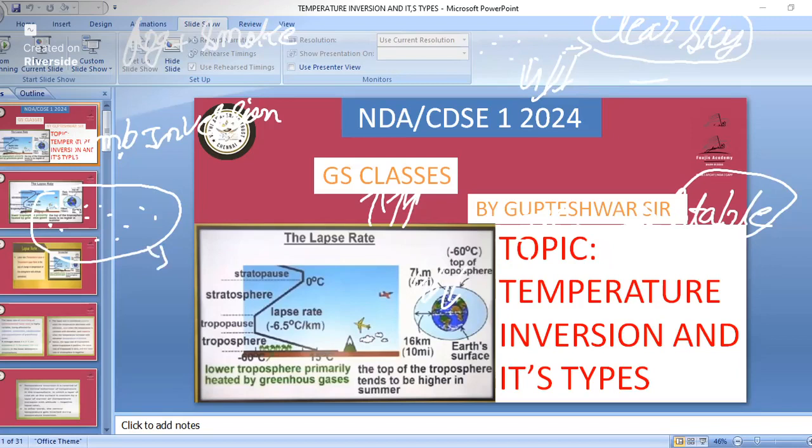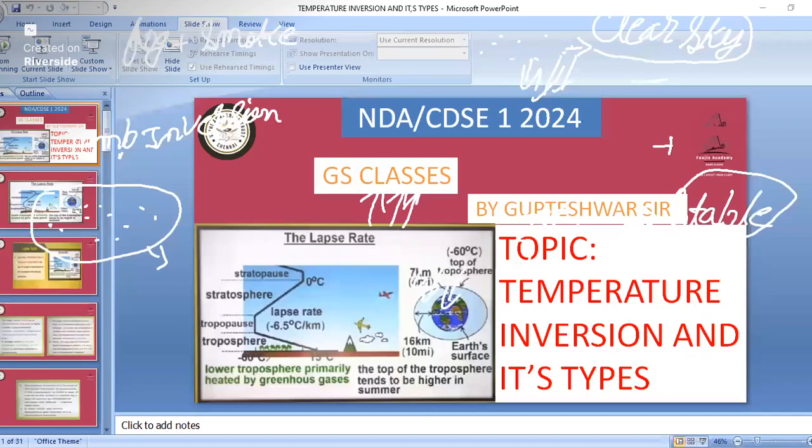So because of that, during the winter season, we are seeing all that smoke, fog plus smoke, which is known as smog. All those things we are seeing are because of temperature inversion. All those dust particles won't come down, so we are not able to see a clear sky. So this is the part of temperature inversion.